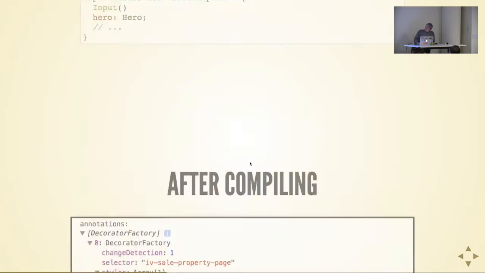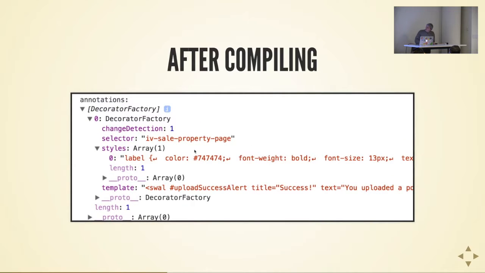The cool thing is, using that after compiling, we get this stuff on our metadata. Instead of being part of our component, when you do a console log of your component, you're not going to see any of the template or the styles, but the compiler has already put those into the metadata.